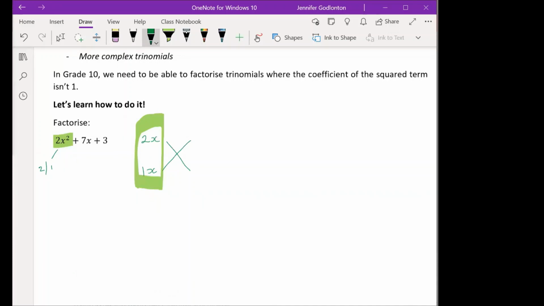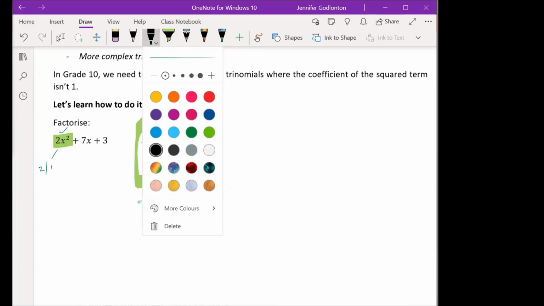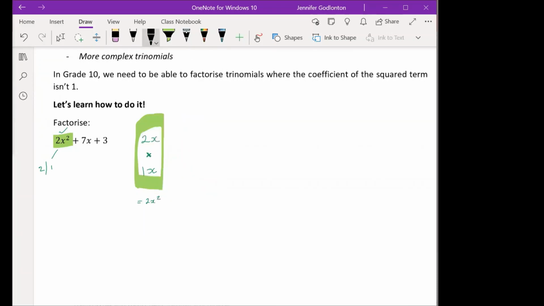Now, to make sure I haven't made any mistake in that, if I multiply those two together, so 2x times 1x, I should get 2x squared, which gives me my first term. That's our first step. Okay, that's the easy step. Now we get into where the fun starts.